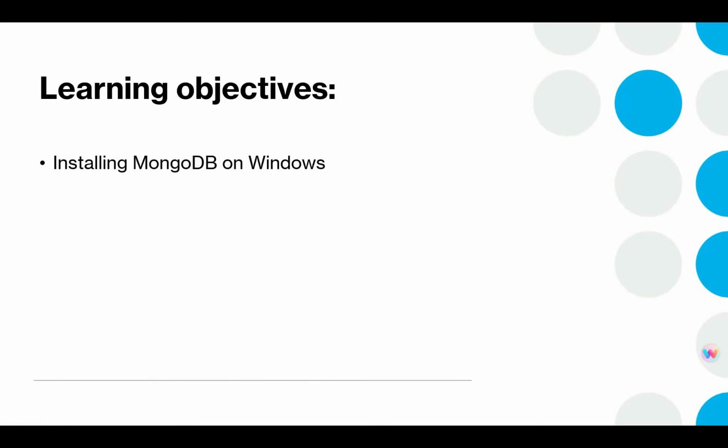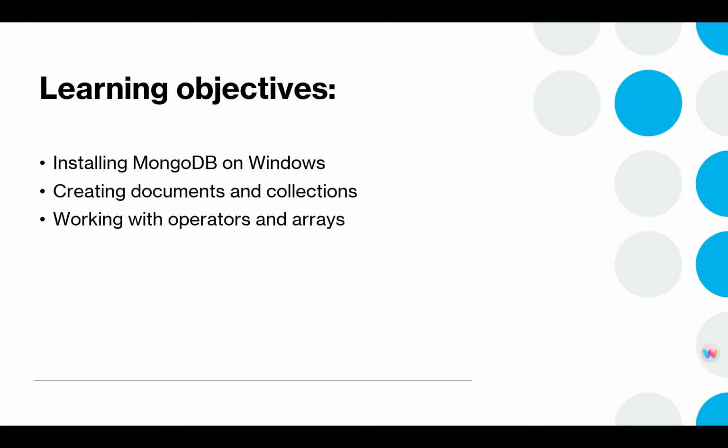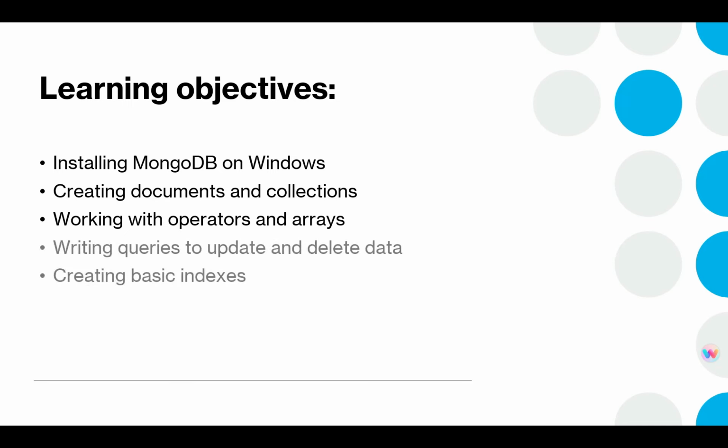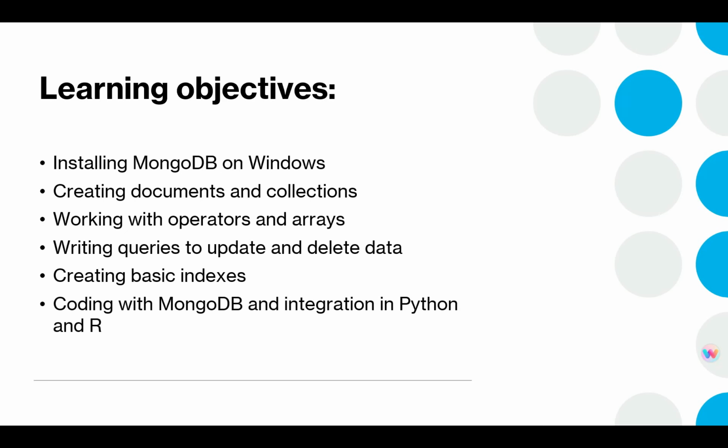In this course, you will learn how to install MongoDB, create documents to store data, organize documents in collections, write queries to read, update, and delete documents, and also how to index your data. As we are all data scientists or future data scientists, we will finish our course by discovering how to integrate MongoDB with applications and code written in Python and R. Sounds interesting, doesn't it? Now, without further ado, let's start our course.